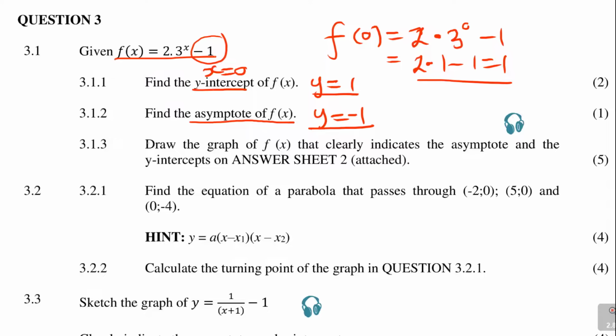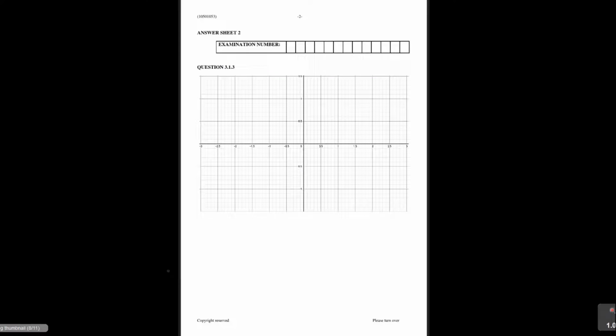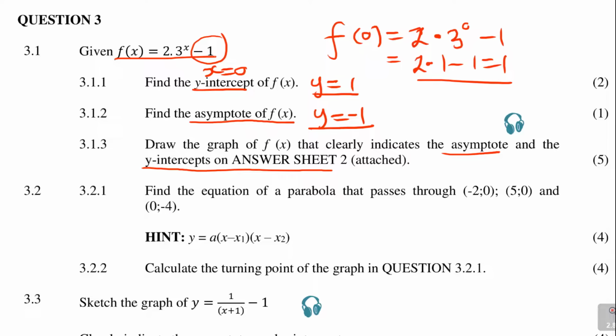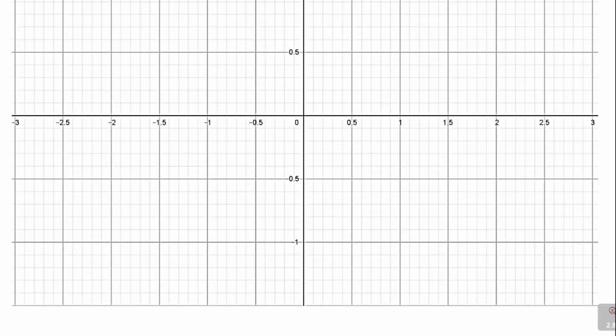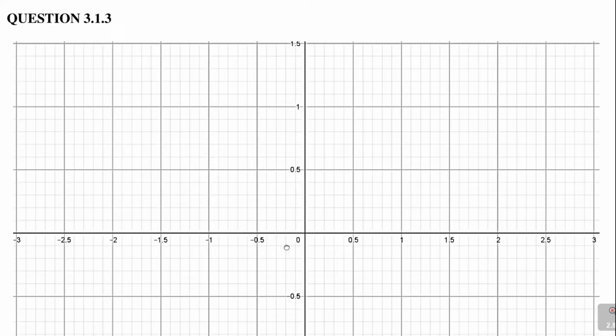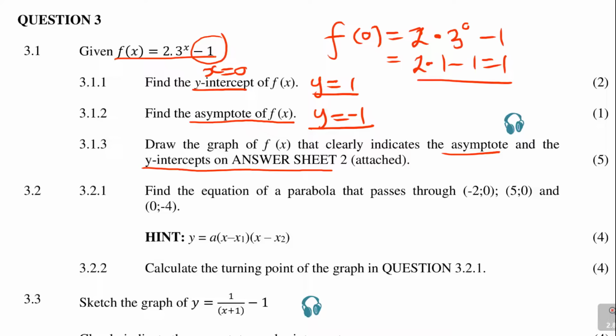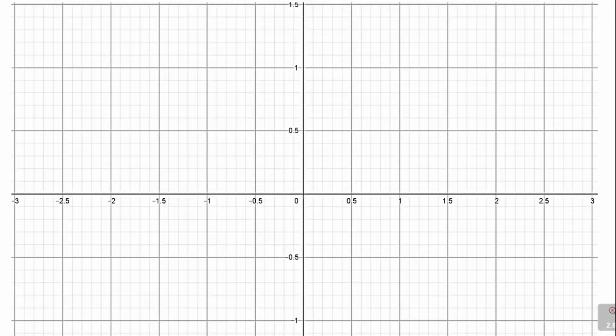It's on the y-axis. Draw the graph of f of x that clearly indicates the asymptote and the y-intercepts on the answer sheet attached. So let's come here and, yeah, let's see whether it's the same question. 3.1.3. Yes, that's the one. So we want to draw this graph, and remember the coordinates here. The first one we said what? X is equal to 0, y is 1. So let's choose that point. When x is 0, y is equal to 1.